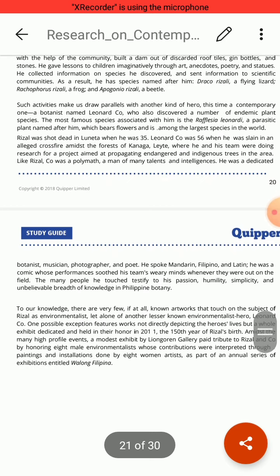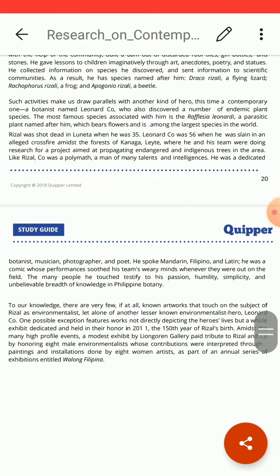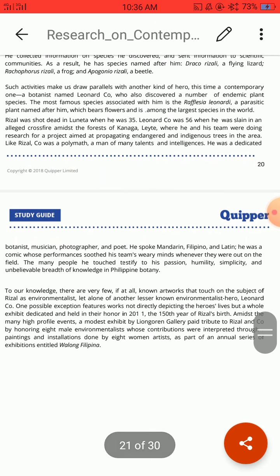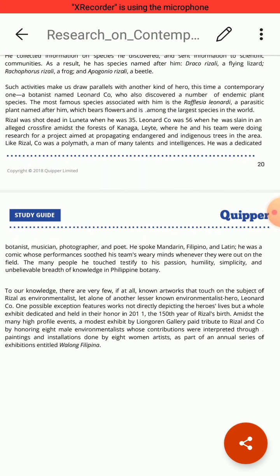Si Rizal was shot dead in Luneta when he was 35. Tapos, si Leonard Coe naman, 56 years old siya na namatay siya sa Alleged Crossfire amidst the forest of Canagalete, where he and his team were doing research for a project aimed at propagating endangered and indigenous trees in the area. So, like Rizal, Coe was a polymath, a man of many talents and intelligence.